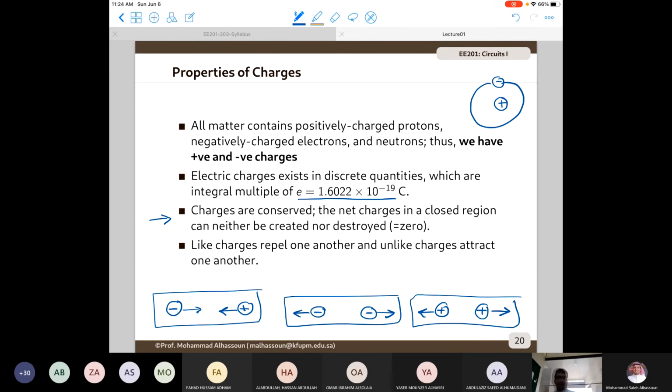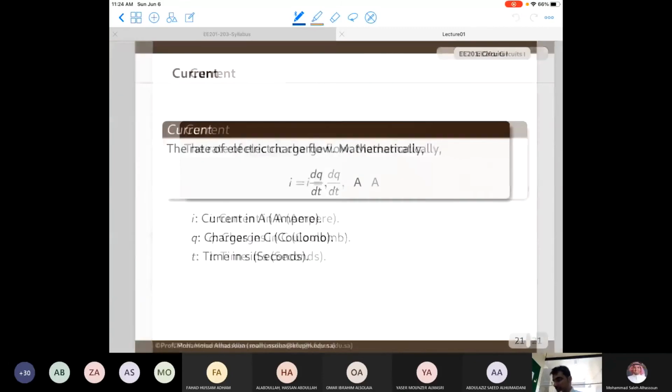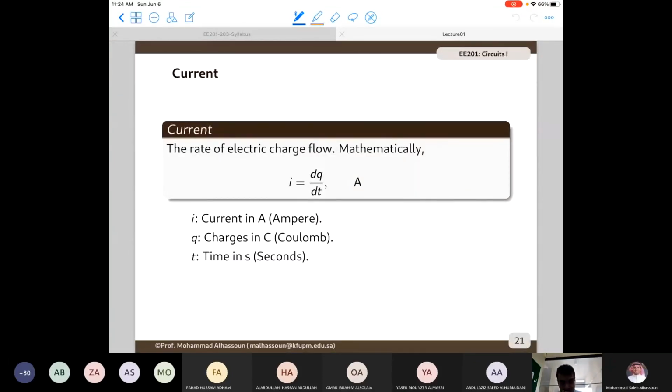Okay. So now we know about charges. They are the fundamental building blocks. So let's study what happens when charges are moving. And this is the definition of the current. Yes.